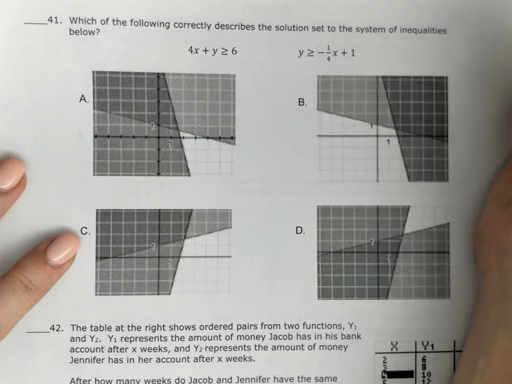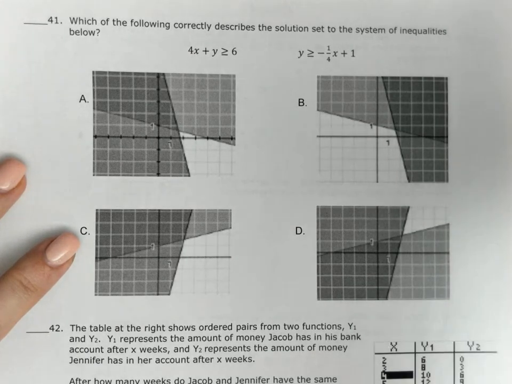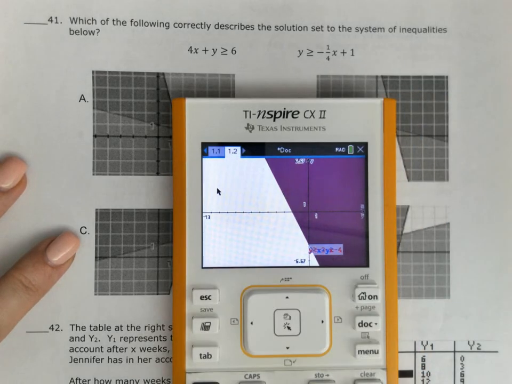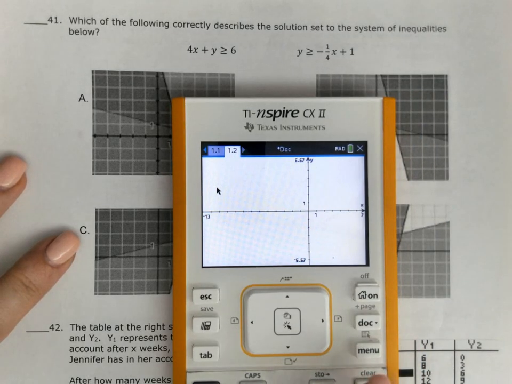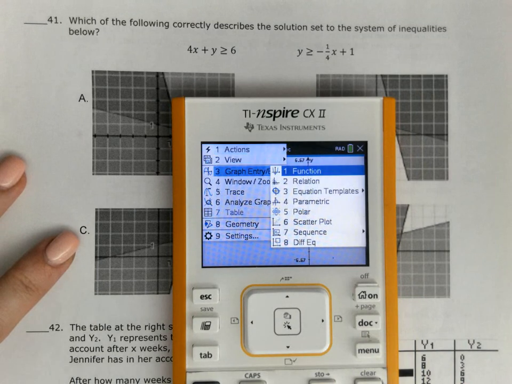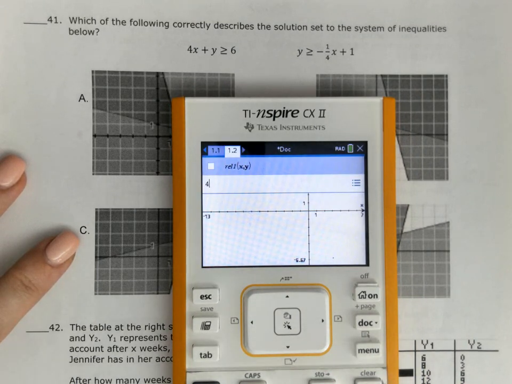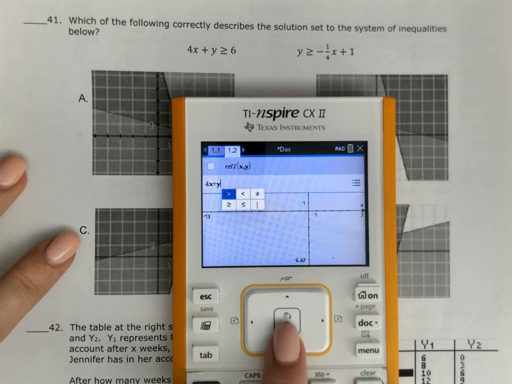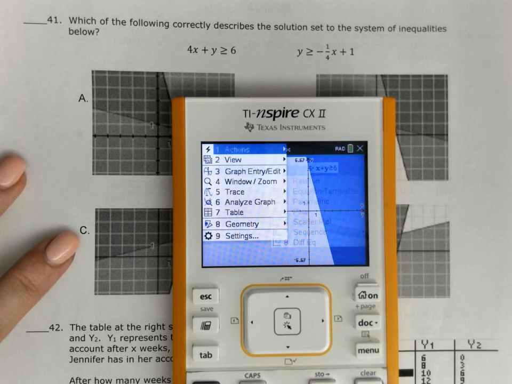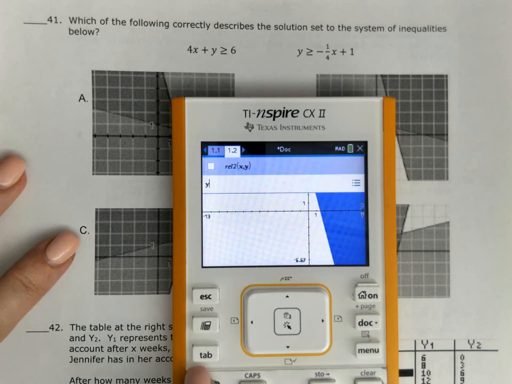All right, moving on to number 41. Which of the following correctly describes the solution set to the system of inequalities? So again, it's giving me inequalities, so I'm just going to type them in. Menu 3, 2, 4x plus y greater than or equal to 6. Menu 3, 2, y is greater than or equal to negative 1/4 x plus 1.